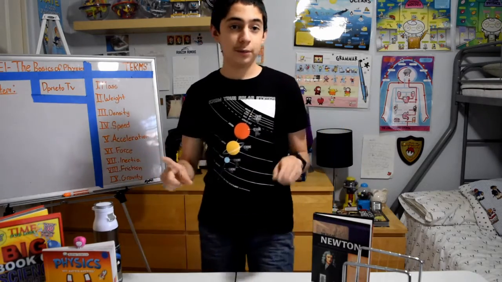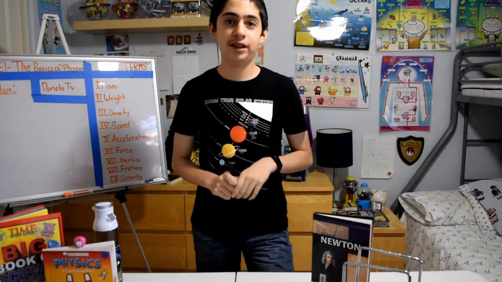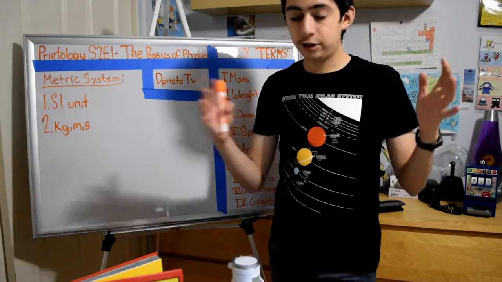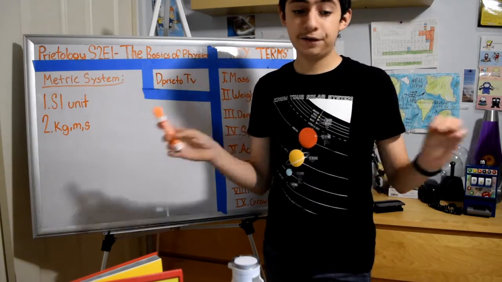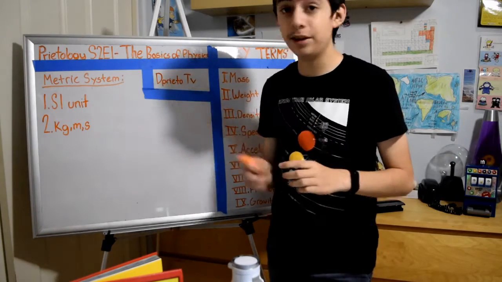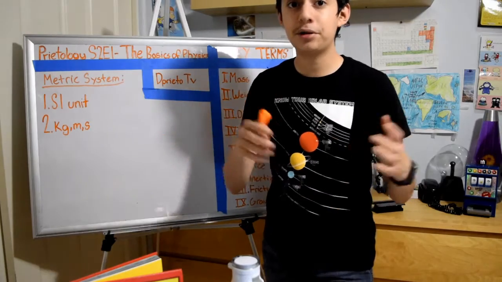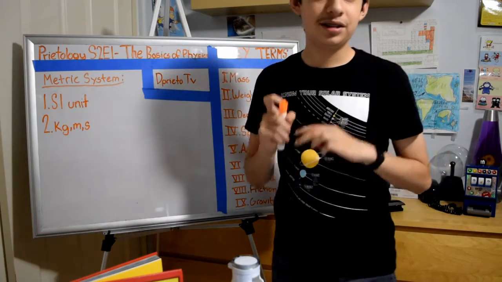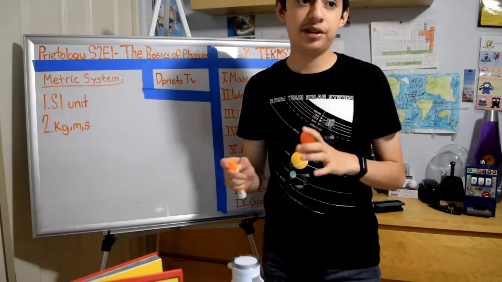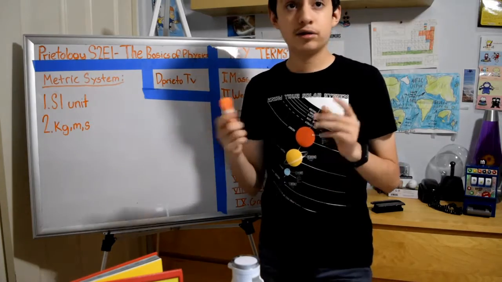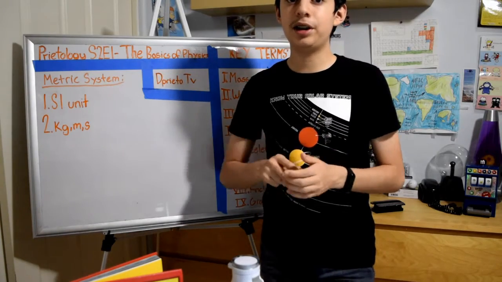But before we do that, we have to go over something very important that's fundamental to physics. Like I said, before we begin any physics, we have to go over the system that we'll be using for measurement, the metric system. We will not be using the English system here. The metric system is used a lot for science, and also in this season we'll be using a lot of math.